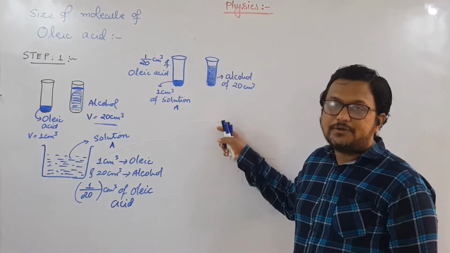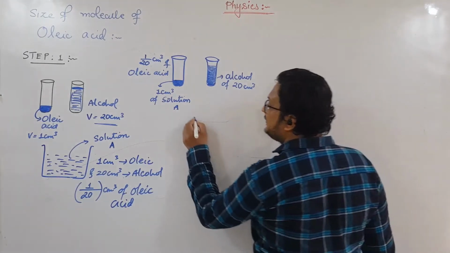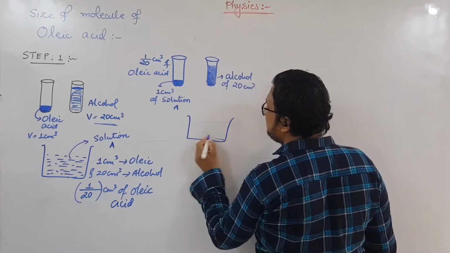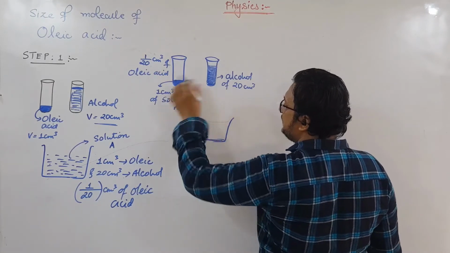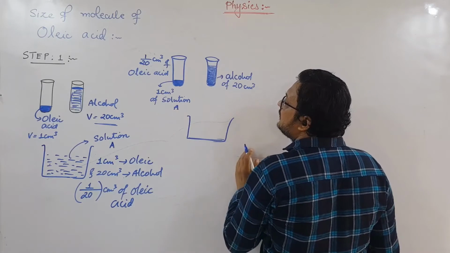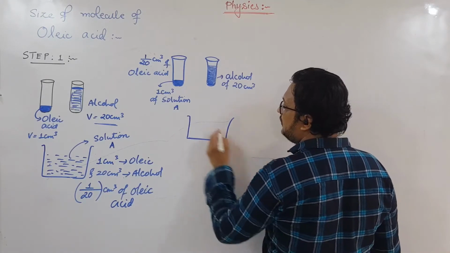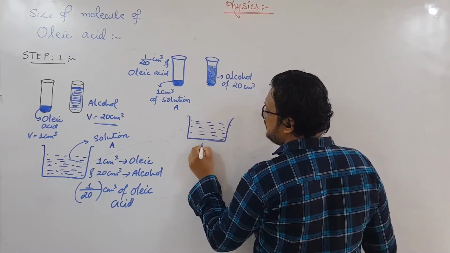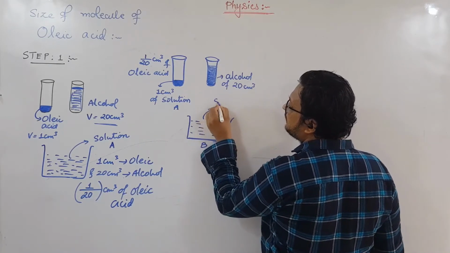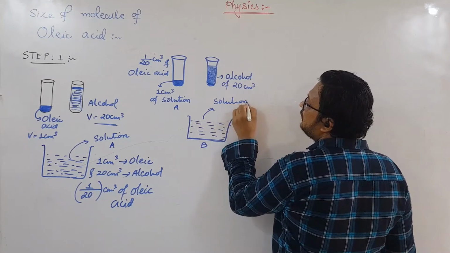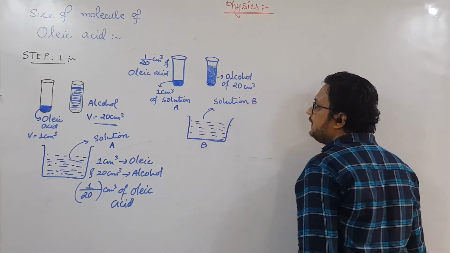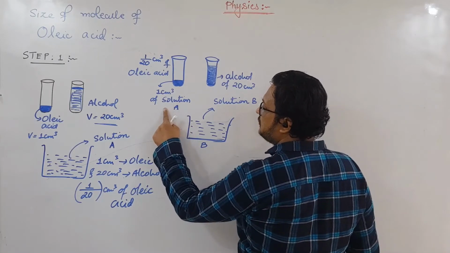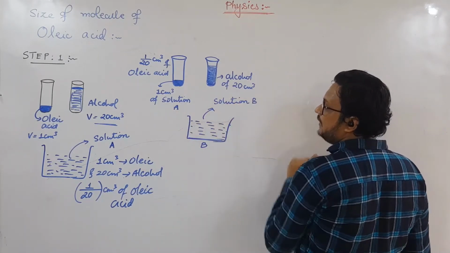Again we are going to dilute it. So again we'll take another beaker, say beaker B, and in this beaker we are going to add these two things, solution A as well as alcohol, and mix it well. So this is our beaker B, which contains solution B, let us say. Now in this solution we have 1 centimeter cube of solution A and alcohol of 20 centimeter cube.